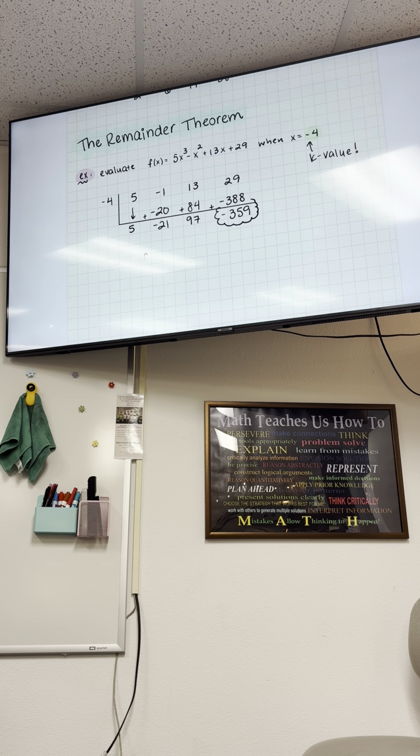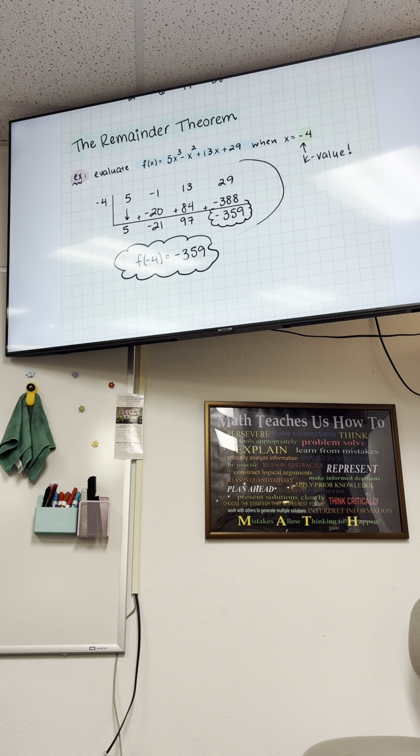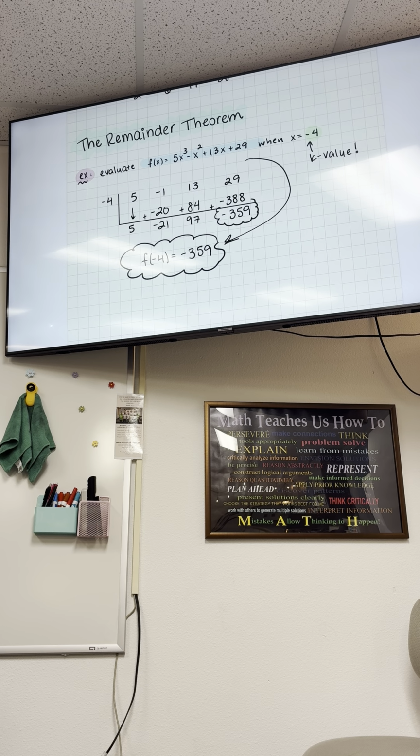Meaning, we can therefore conclude that if you had taken -4 and put it into the function, the output would have been -359. And you could check that. You could go into your calculator and put in this function, replacing your x values with -4, and you're going to get an output of -359. So it's a unique little application for synthetic division, that synthetic division can be used to evaluate function values for given inputs using that process, which can be pretty efficient once you guys actually get it down.